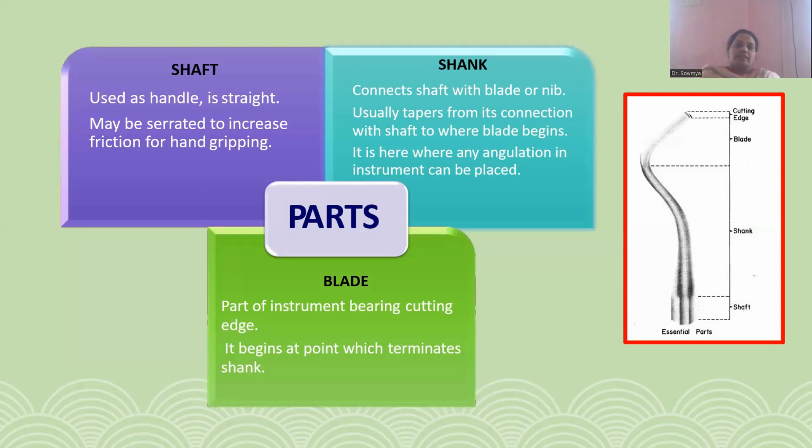Next, the shaft. It is used as a handle, is straight, and may be serrated to increase the friction for hand gripping. Next, coming to the shank. It connects the shaft with the blade or nib, and usually tapers from its connection with the shaft to where the blade begins. It is here that any angulation in the instrument can be placed. Next, coming to the blade, it is the part of the instrument bearing the cutting edge. It begins at the point which terminates the shank.